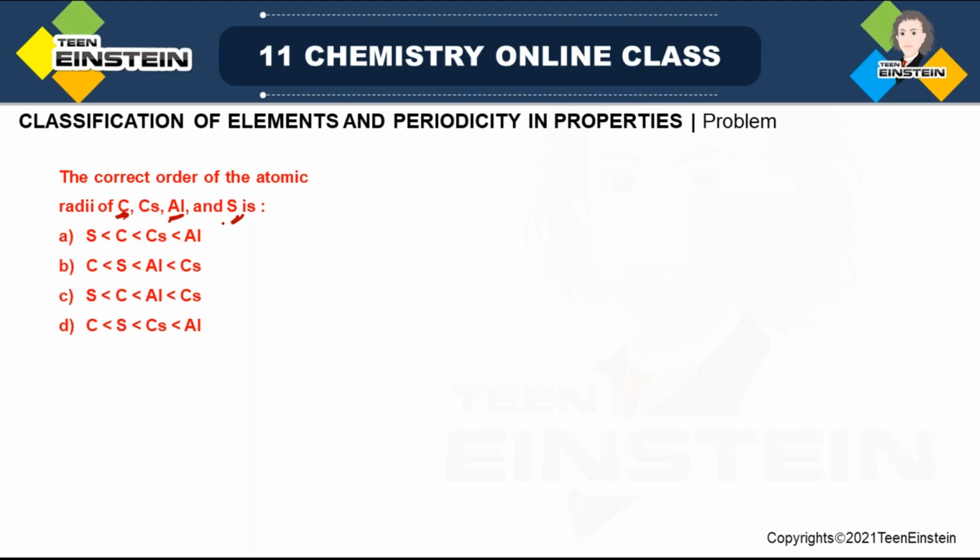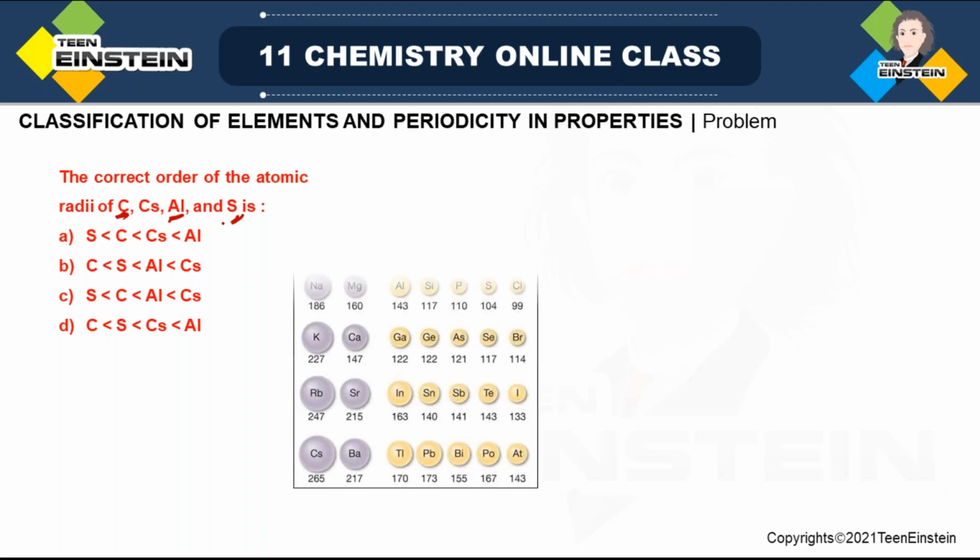So now you have to imagine the periodic table, and you have to combine 2 factors. One factor is down the group, there is increase in size, but when it is moving along the period, there is decrease in size. So keeping these 2 points in mind, you have to draw the net conclusion. That is what will be the ultimate order. So here we have this S block and P block, only main group elements. So cesium is here, right? Now cesium is here, carbon, and we have aluminium, and we have sulfur.